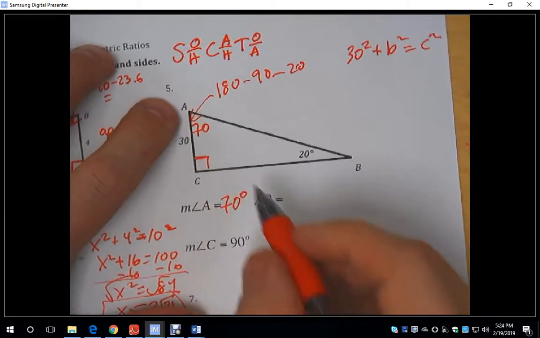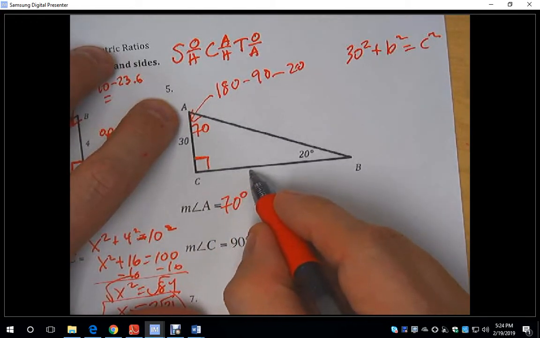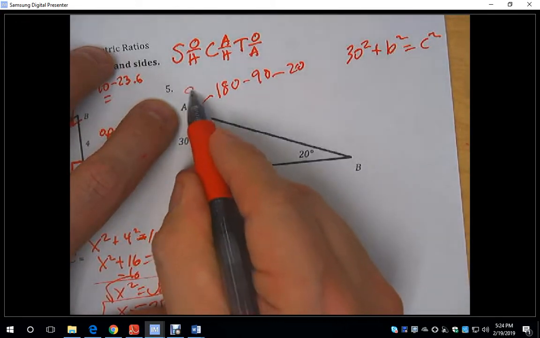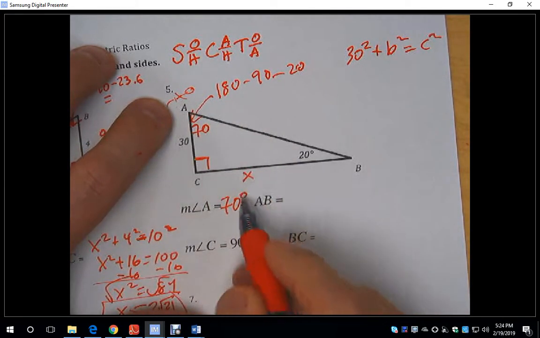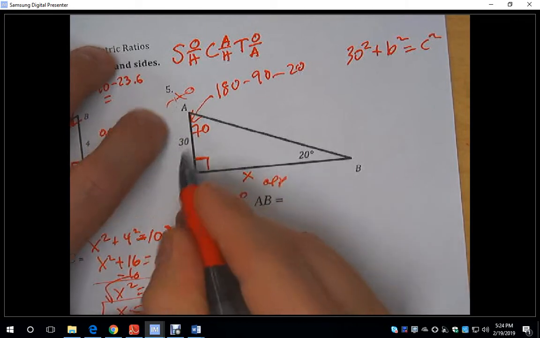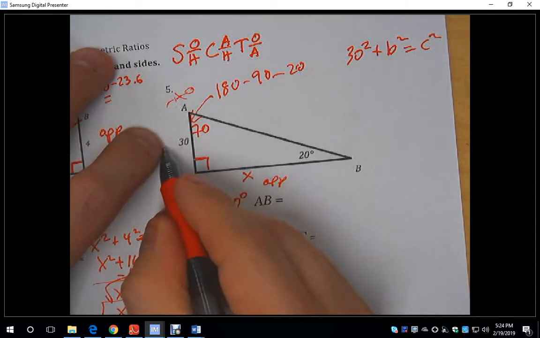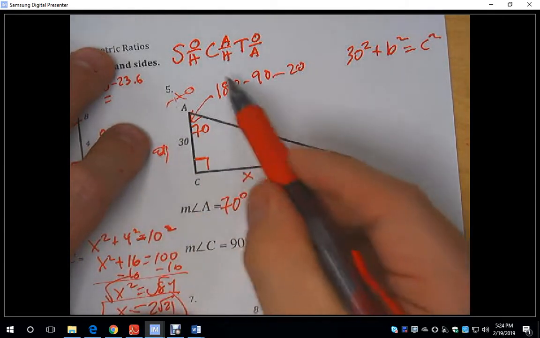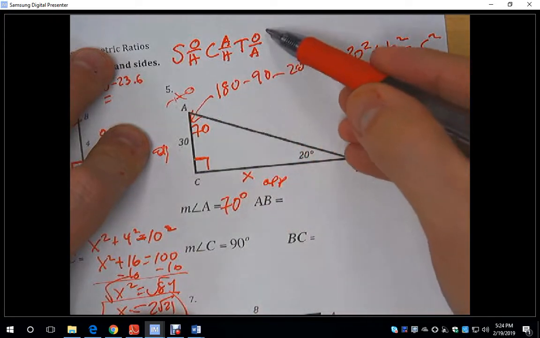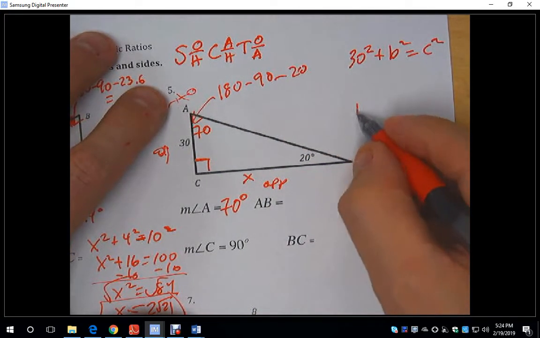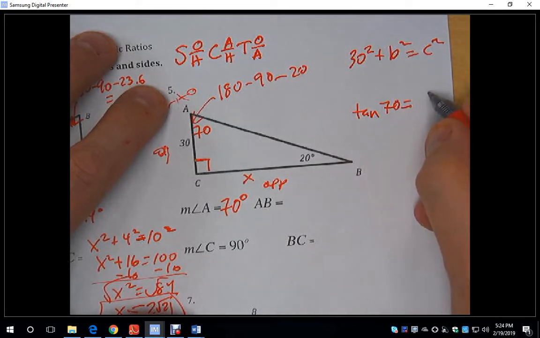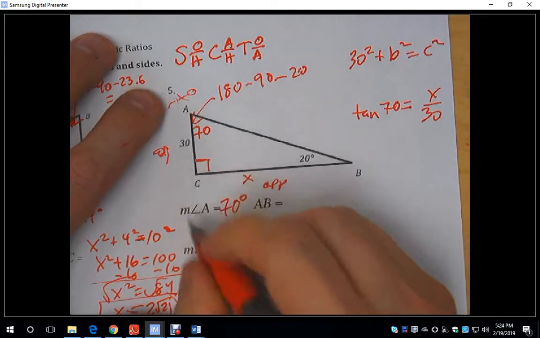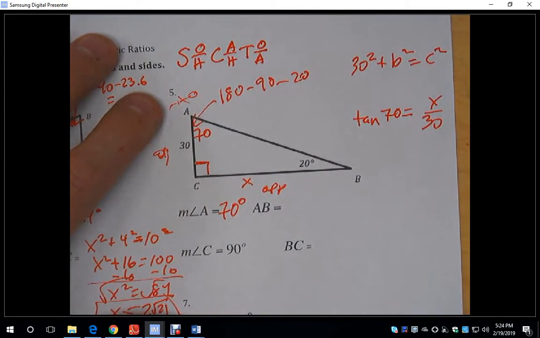Well, how about if this length over here, we'll call it x, from this perspective here of this 70 degrees, x is my opposite, and 30, that's my adjacent. Well, I'm going to use tangent then. Tangent is opposite over adjacent. So I have tangent of 70 degrees equals our opposite of x over 30, a length of 30. If I said 30 degrees, I apologize.